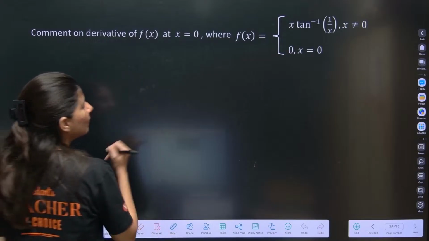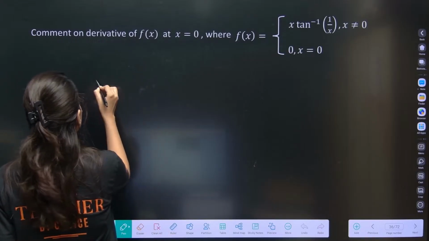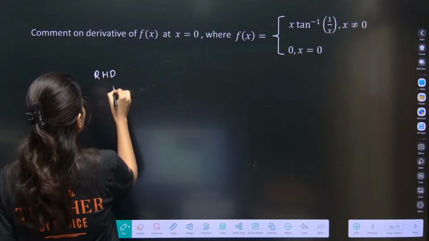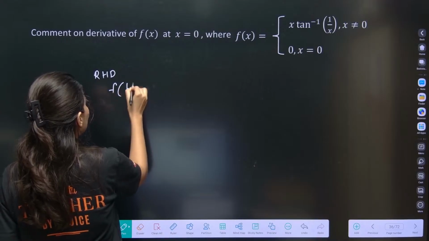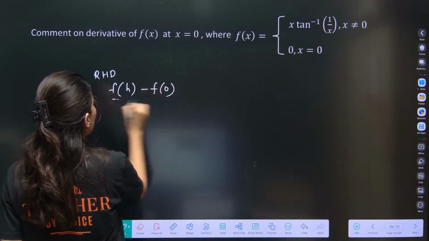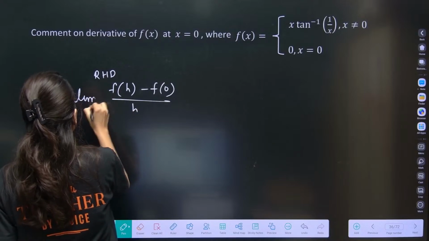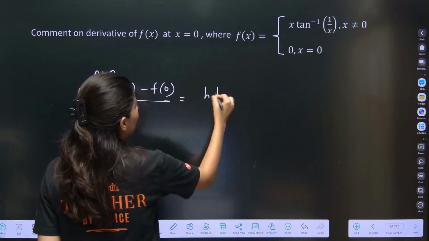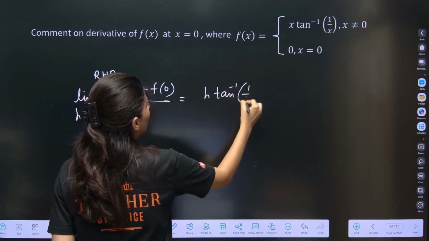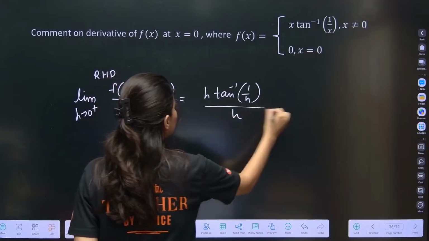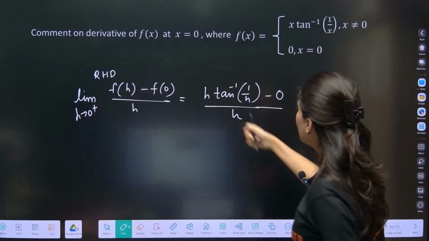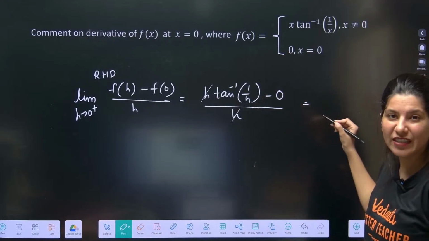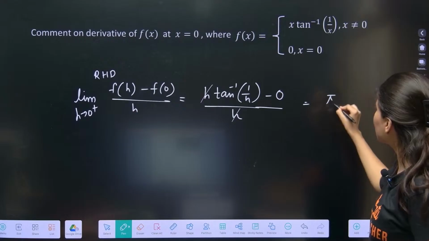So let's do it with first principle, right? So first principle is what? RHD you need to calculate. So f of 0 plus h minus f of 0 upon h, limit h tends to 0 plus. So this is f of h, h tan inverse 1 upon h minus 0. Okay. So now h cancels. Tan inverse 1 by h. Tan inverse infinity is pi by 2.